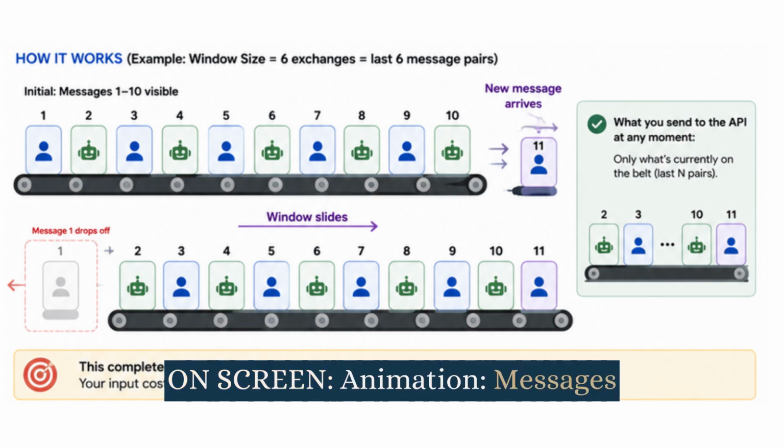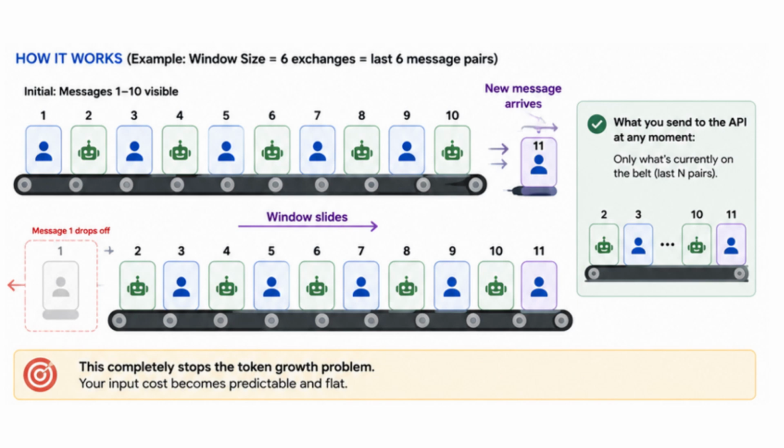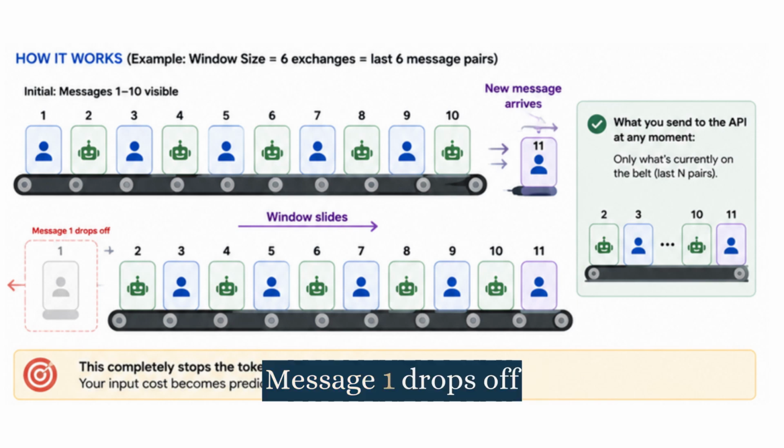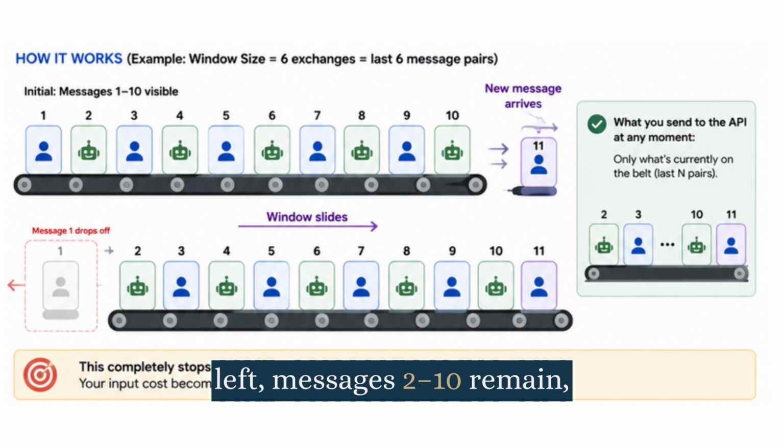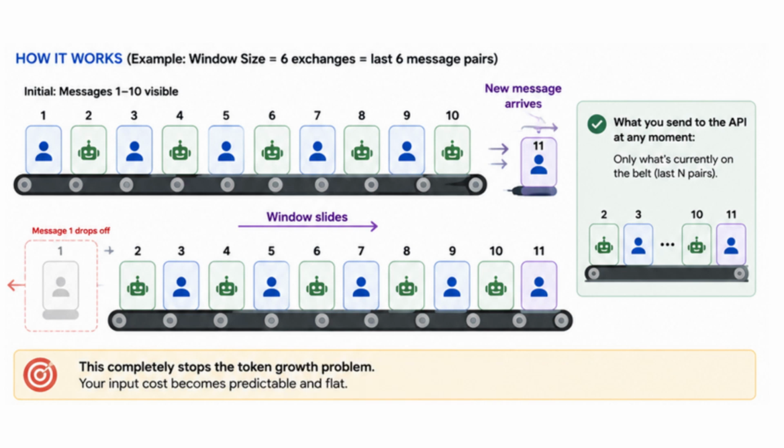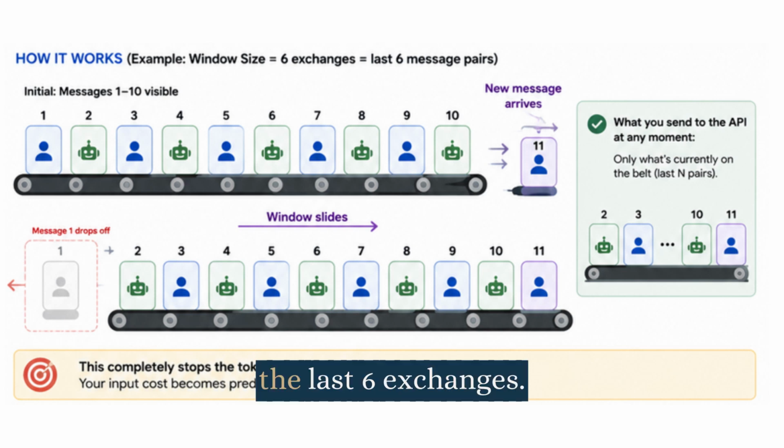On screen, messages 1 to 10 visible. New message arrives. Message 1 drops off left. Messages 2 to 10 remain. Message 11 enters right. Window slides. Think of it like a conveyor belt. The window is a fixed length, say the last 6 exchanges. New messages step onto the belt from the right. Old ones fall off the left. What you send to the API at any moment is only what's currently on that belt. This completely stops the token growth problem. Your input cost becomes predictable and flat.